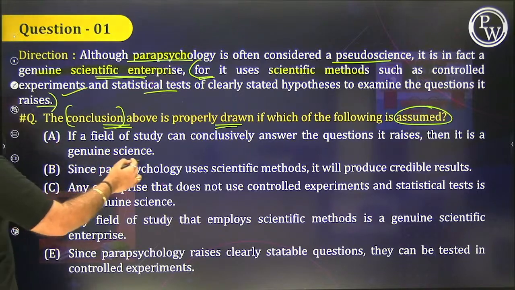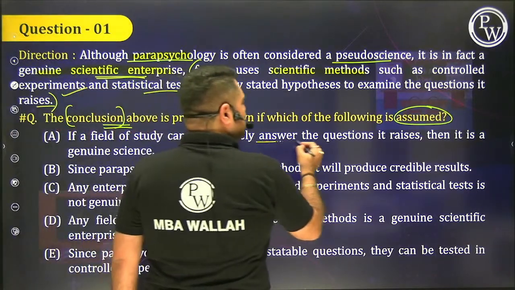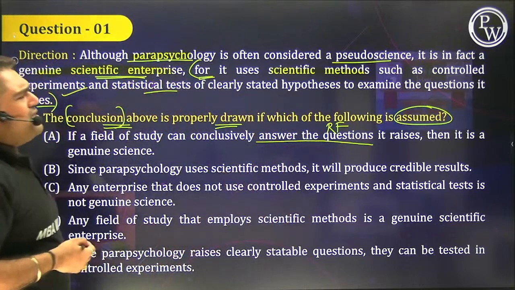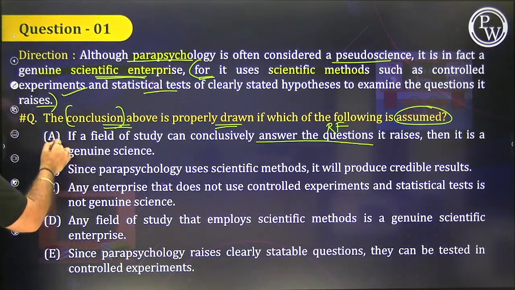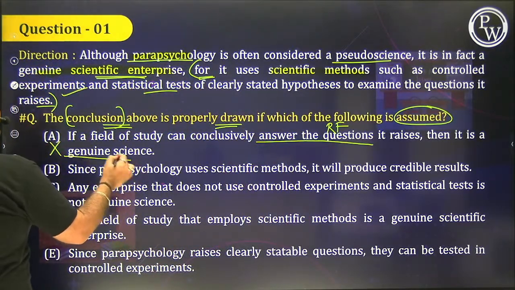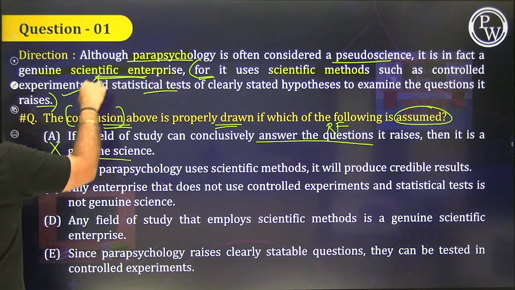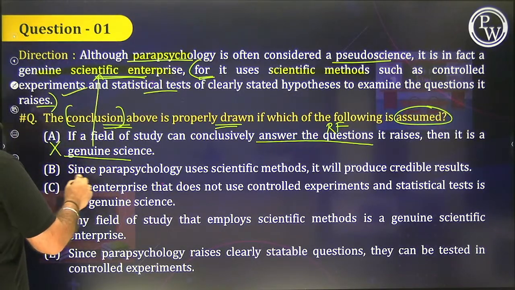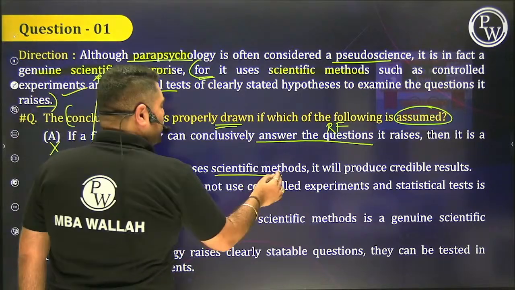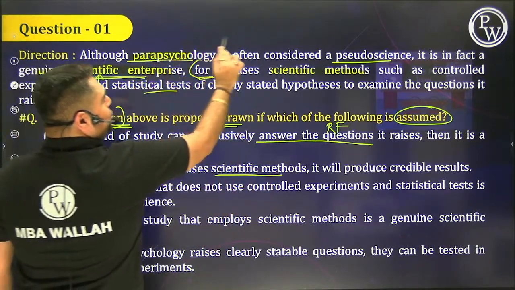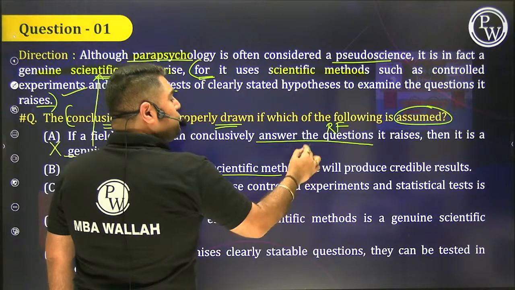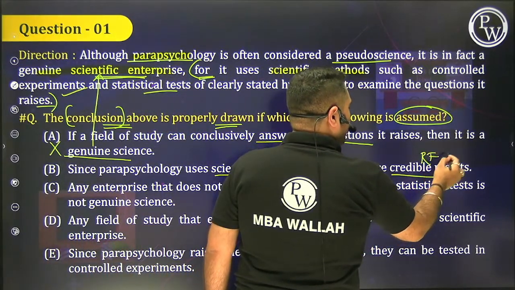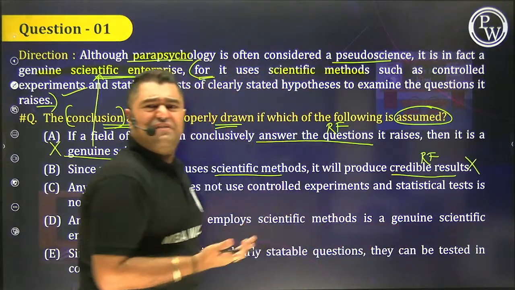Option A: if a field of study can conclusively answer the questions, people, this is a red flag. Has something been said about answering questions? Okay, it is a genuine science. No, we need a genuine scientific enterprise. So keyword match. No, that cannot be the thought process. Option B: since parapsychology uses scientific methods, it will produce credible results. People, red flag, out of scope. Where is credible results given?